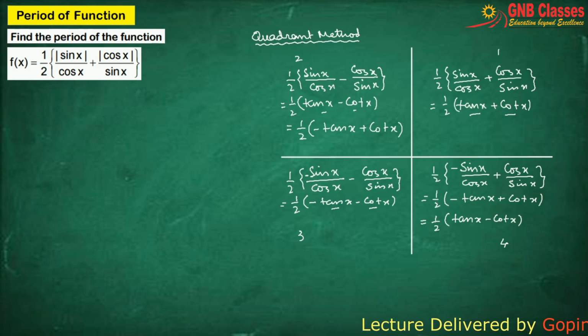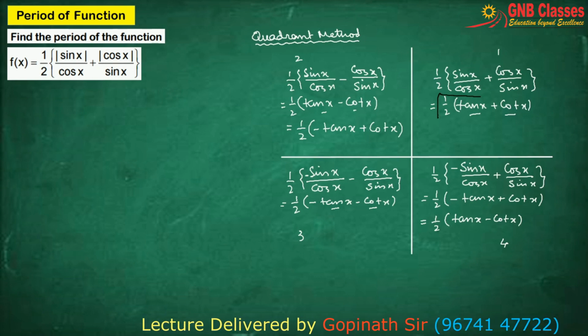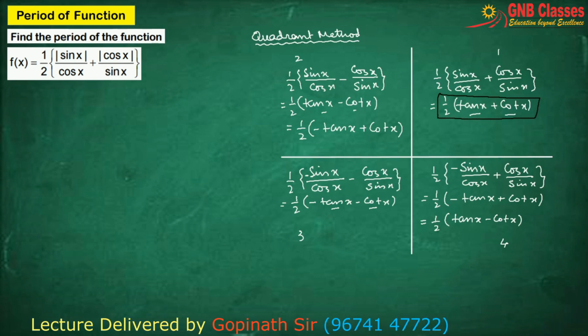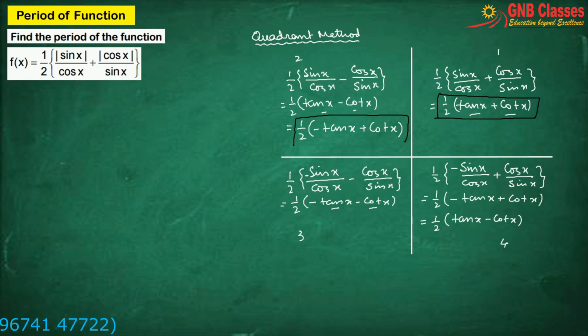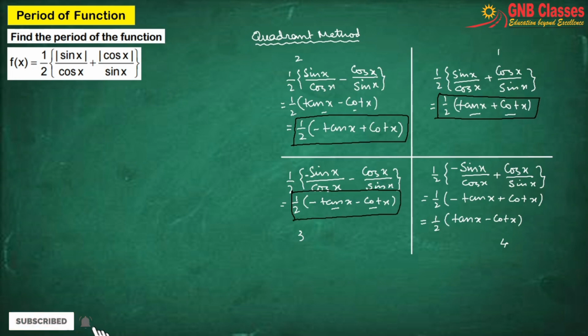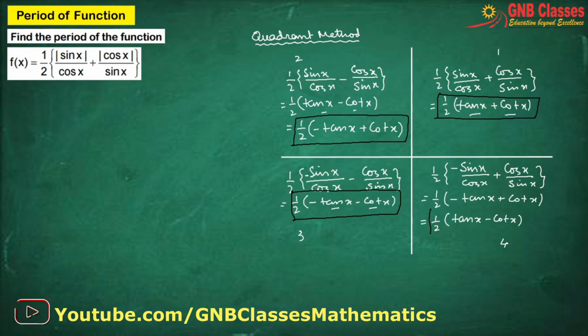Is this clear? So in the first quadrant, our function is half (tan x + cot x). In the second quadrant, our function is half (−tan x + cot x). In the third quadrant, the function is half (−tan x − cot x). And in the fourth quadrant, the function is half (tan x − cot x). Is this clear or not?